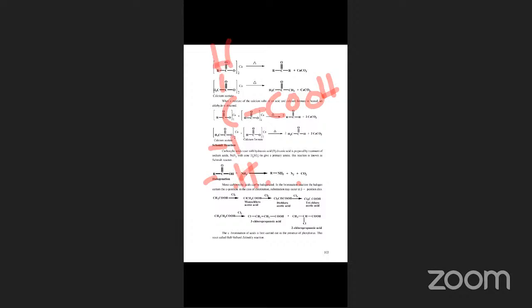So this is carboxylic acid. You know that? Yes or no? CH3COOH, CH3COOH is carboxylic acid. First step, in the presence of Cl2 and red phosphorus.